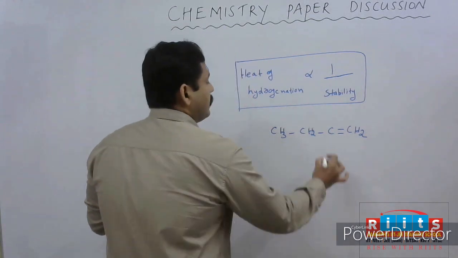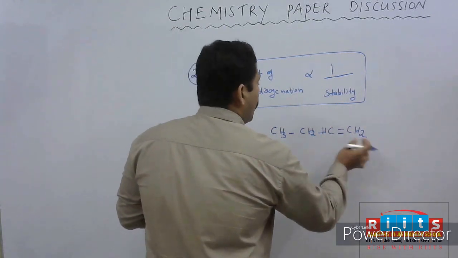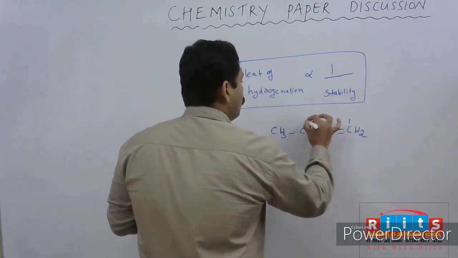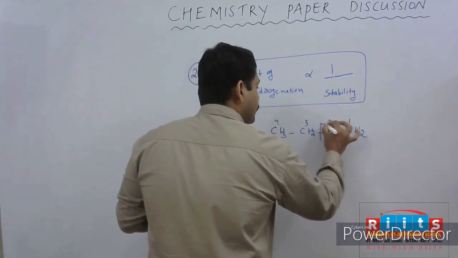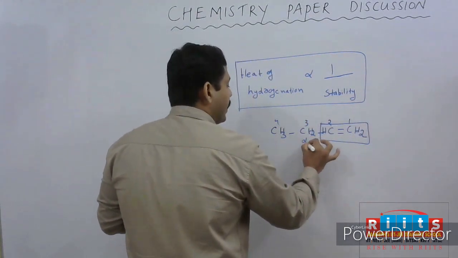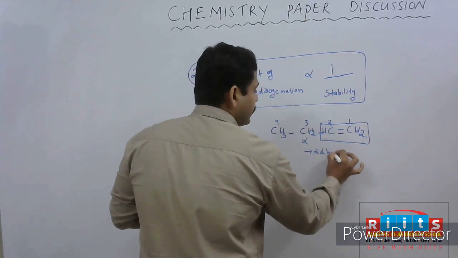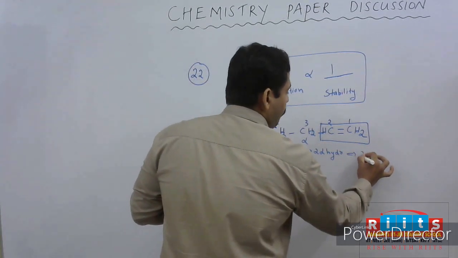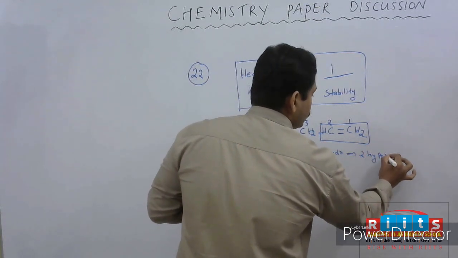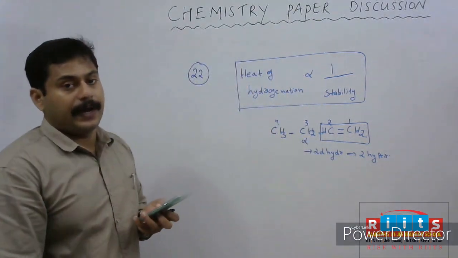So if I take this, but-1-ene: 1, 2, 3, 4. So this is my reference. So this is the alpha carbon. There are two alpha hydrogens there, so two hyperconjugated structures are possible there. Like that you can find out.